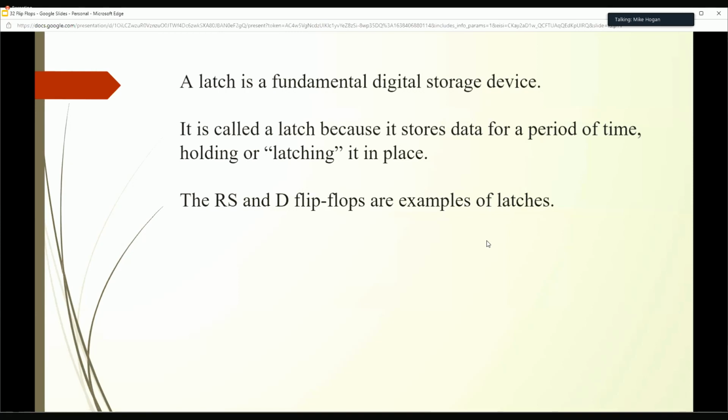I just heard multiple people talk about this notion of what's it called? It's a latch, right?